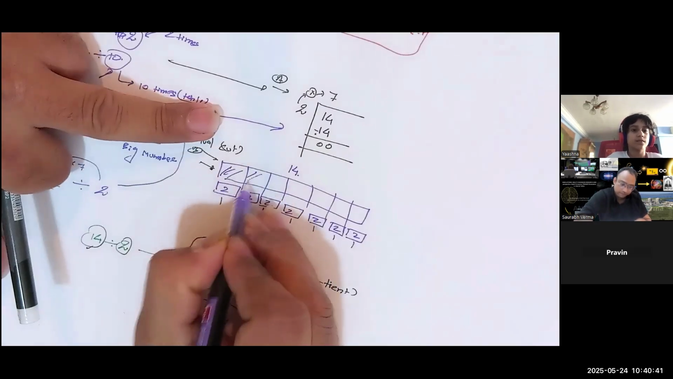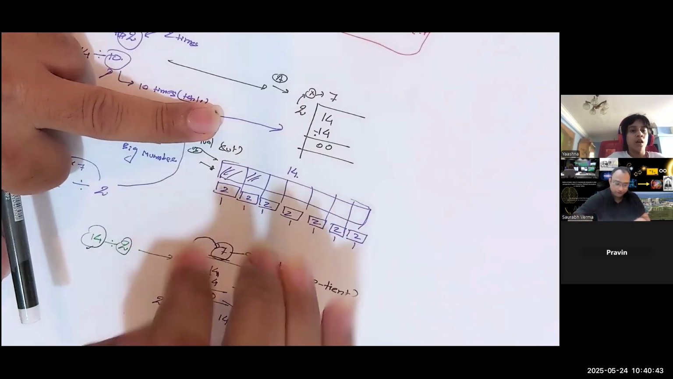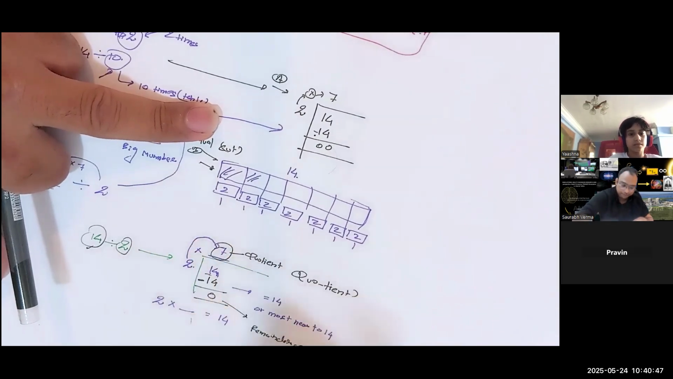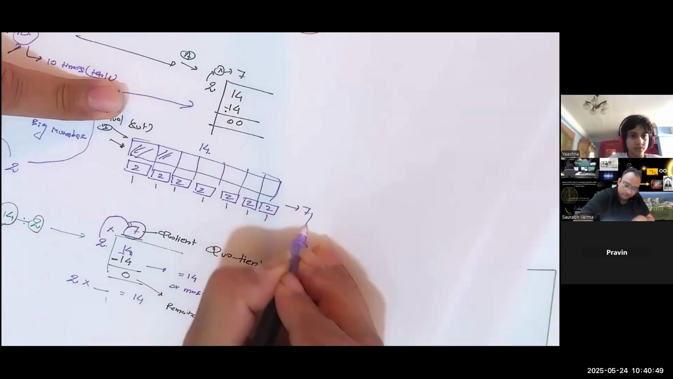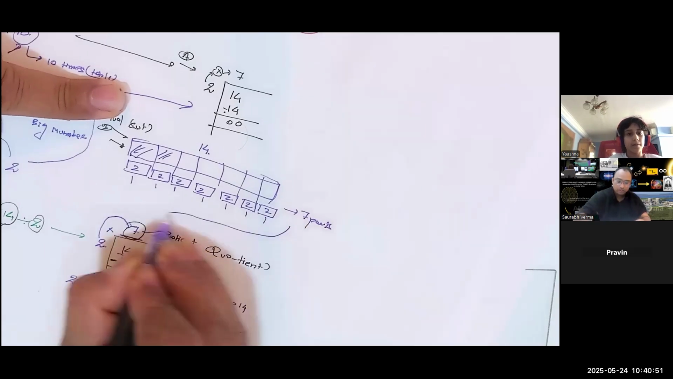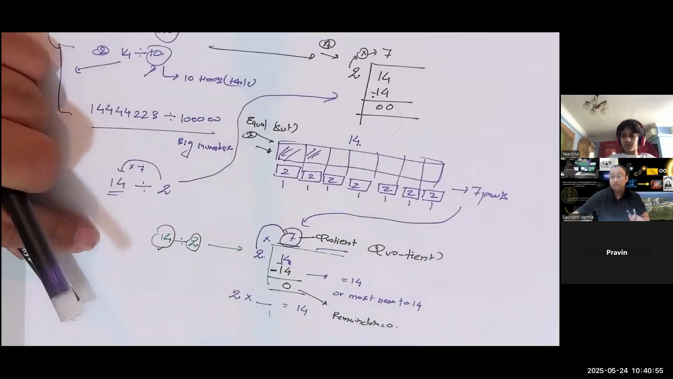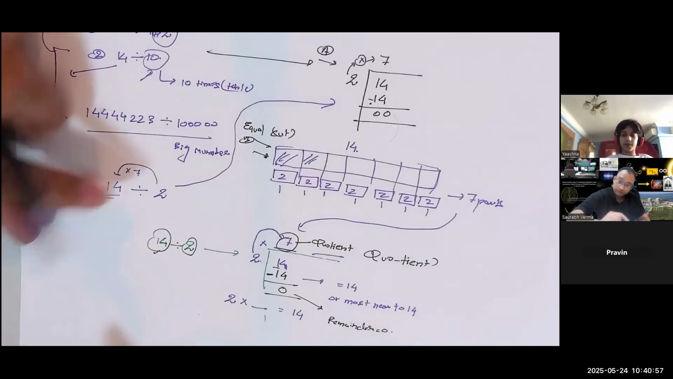You can see here the 14, we are dividing into 2 parts. So how many parts are there? 7 parts. Clear? This 7 is called the quotient over here. Understood? Got it now? Okay, now it's easy for you, right?